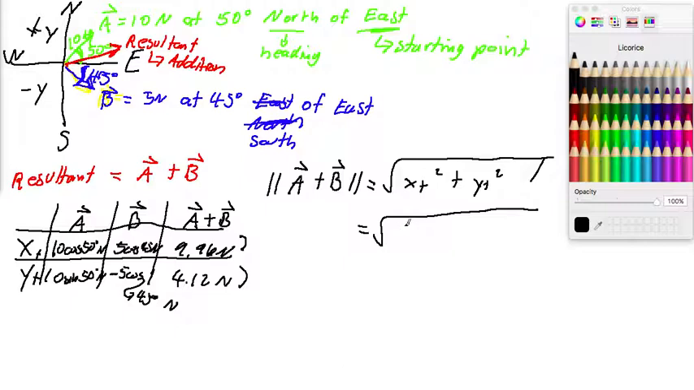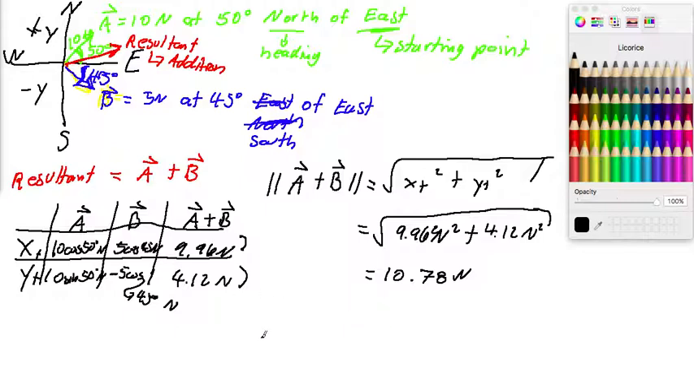Now we're going to do 9.96 squared newton squared plus 4.12 newton squared. Take the square root of that. It gives you a value of 10.78 newtons. I would suggest you pause this video and do it in your calculator to make sure you're getting the same answer.